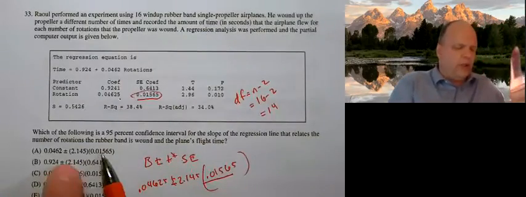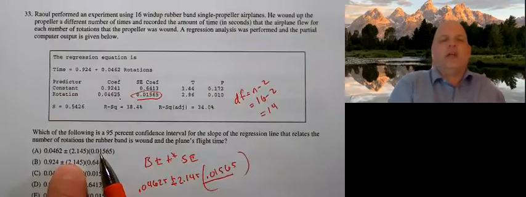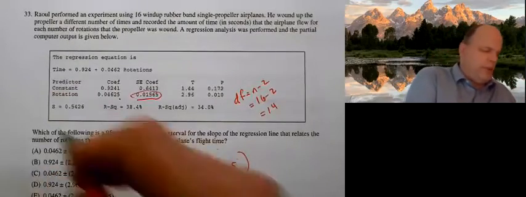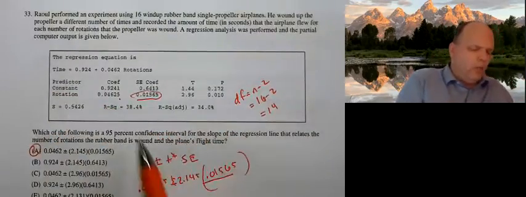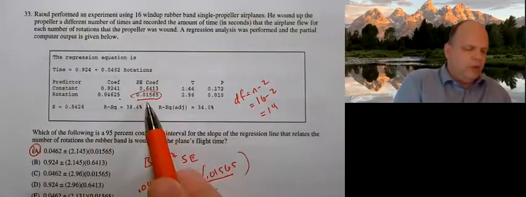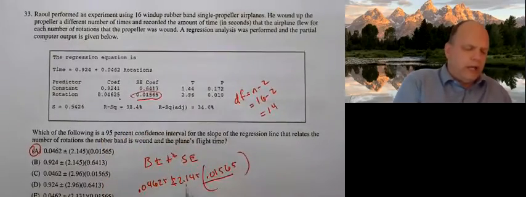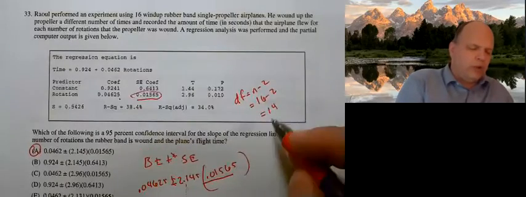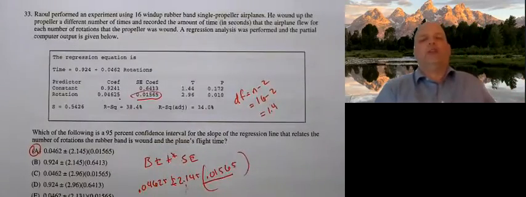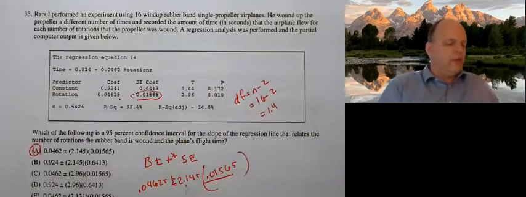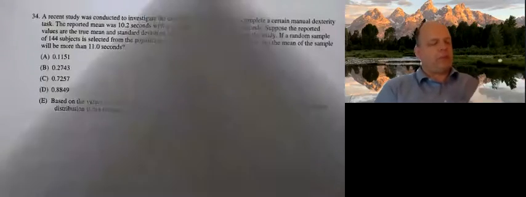And we can see real quickly that our best answer is letter A. So letter A would be our best answer to 33. Once again, slope, standard error, and then we had to calculate our T star, being sure to use degrees of freedom for the regression, 16 minus 2, because it's n minus 2 for regression.